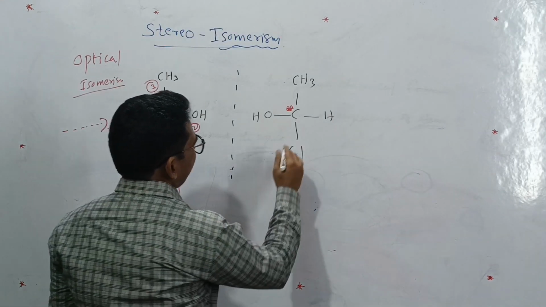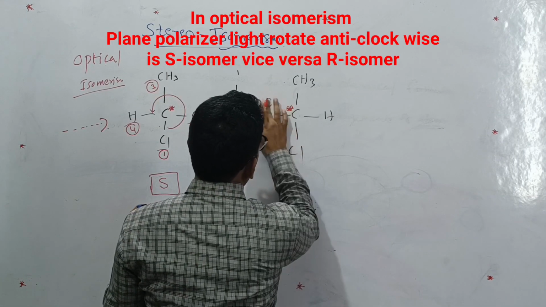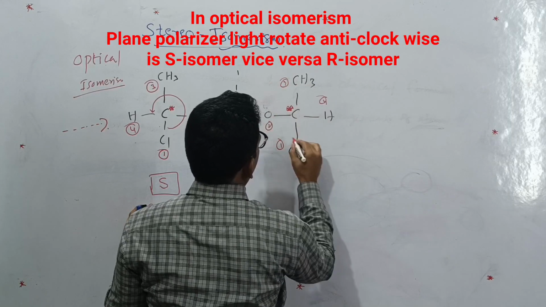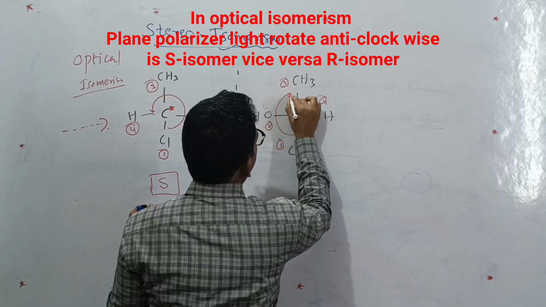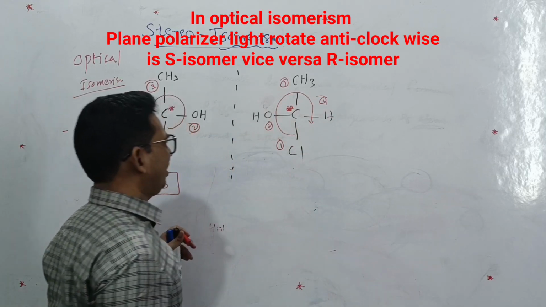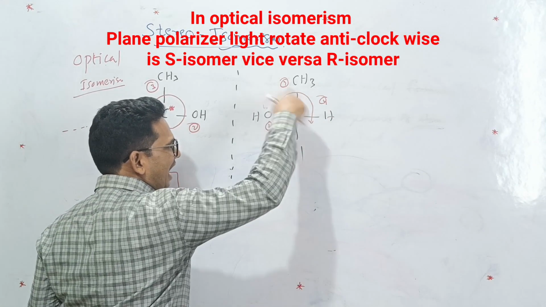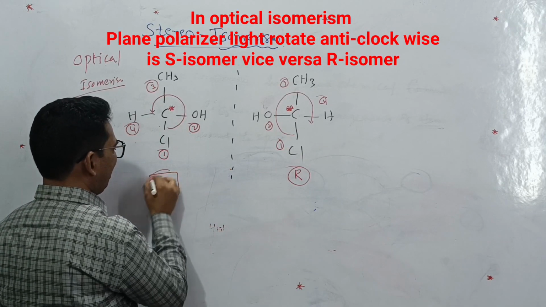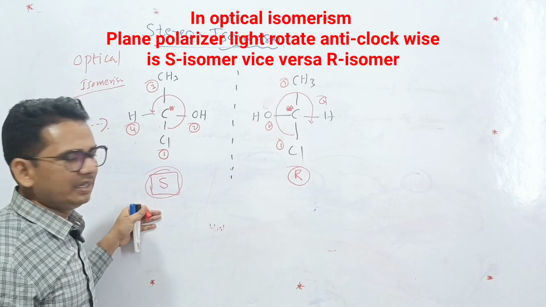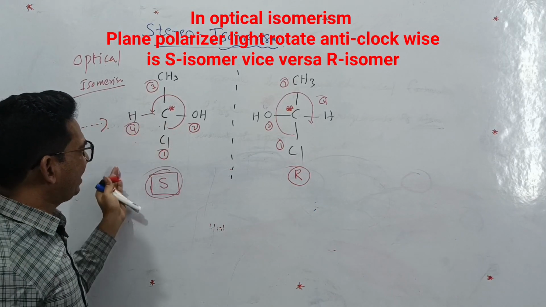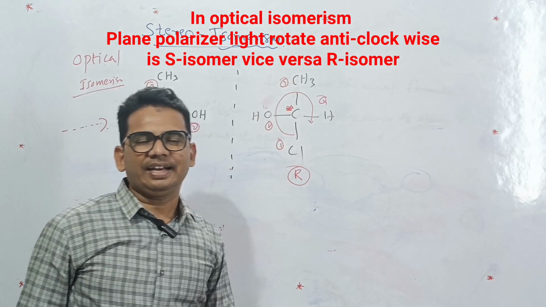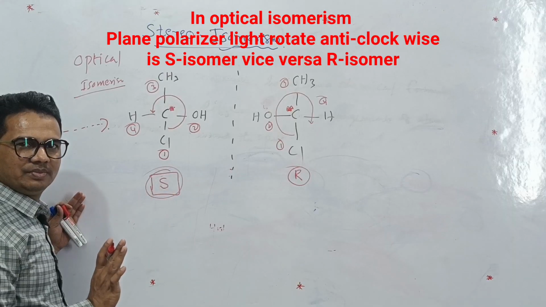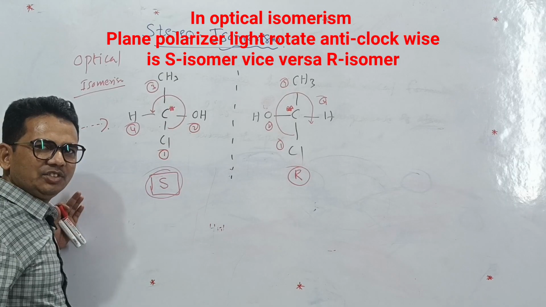Okay. Then in this case you can see 1, 2, 3, 4. On what basis are we giving the priority? Based on the atomic number. It is rotating clockwise. Clockwise is called the rectus, the R form. This is called the sinister, the S form. One is rotating to the left side, another is rotating to the right side. It means both are optically active. That's why they are called optical isomers.